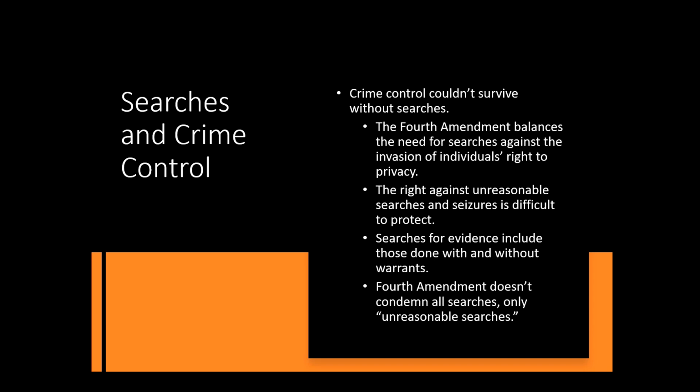So the Fourth Amendment balances the need for these searches against our right of privacy. And this goes back to what we talked about in some previous chapters: the idea that you give up a little bit of freedom in order to get a little bit of security. But you don't want to give up too much freedom, because then you're living in a terrible society. At the same time, you don't want to have so much freedom that there's no order, complete anarchy. So the right against unreasonable search and seizures is very difficult to protect, because there's always this tendency to say, well, just give me a little bit more authority to do this, give me a little bit more.